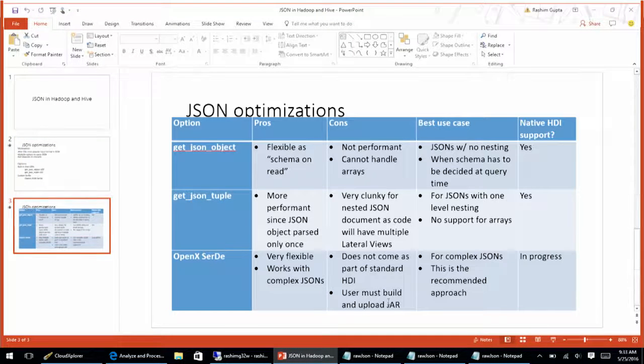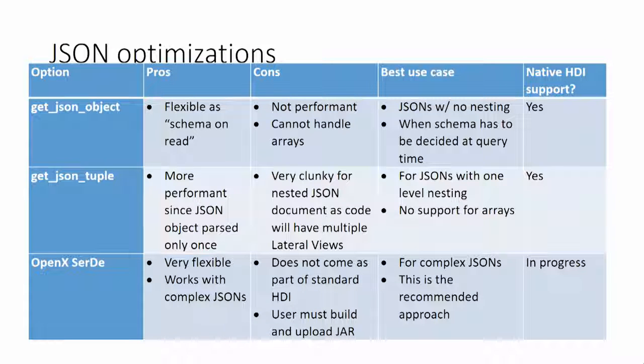Before I explain the third one, let's just quickly summarize. I actually have a table here which summarizes and when you should use what. So like I said, get JSON object, the advantages are it's flexible as it's schema on read. Cons are it's not performant and cannot handle arrays. So the best use case is ad hoc or when you have JSONs with no nesting. And it's native HDI support. The second one is get JSON tuple, more performant but very clunky for nested JSON. If you got complex JSON, arrays and structs, then even this will not be a good use. So these two are available in HDInsight today and any Hadoop distribution.